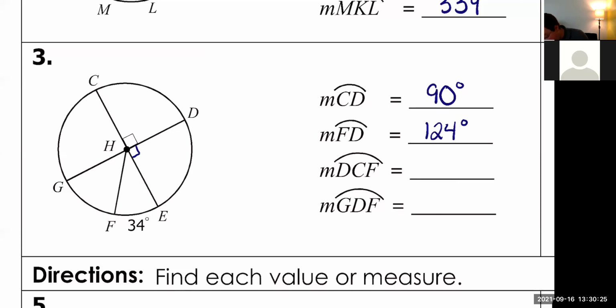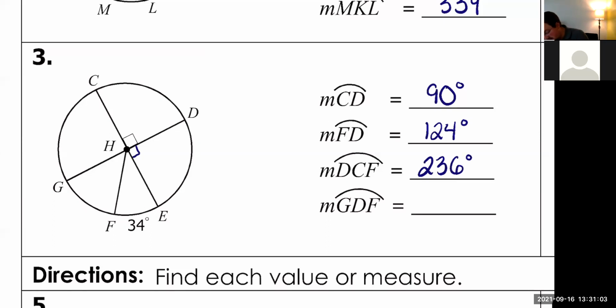Next up, we have arc DCF. So it goes DCF. Well, if I'm not mistaken, that is everything other than arc FD. DCF is just taking out minor arc FD. FD was 124 degrees. What does that leave us for the rest of the circle? You do 124 from 360. You get 236 degrees.